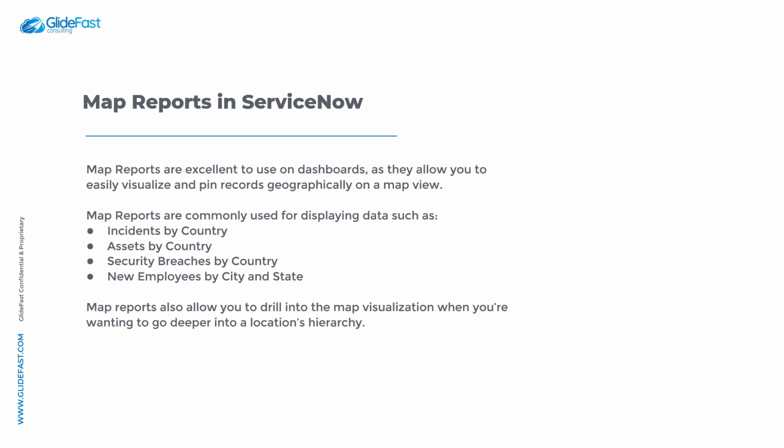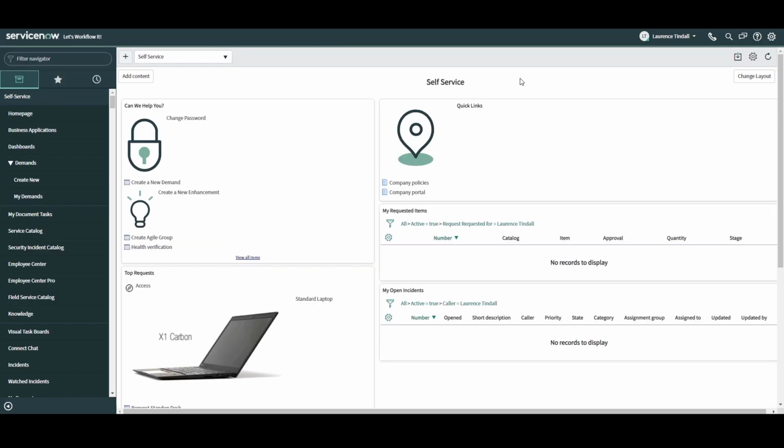Now that we've covered what map reports are, let's go into ServiceNow and create one. In today's tutorial, we're going to create a map report for purchase orders by location. This will allow our procurement manager to see all purchase orders across the globe and display which countries they're being placed from.